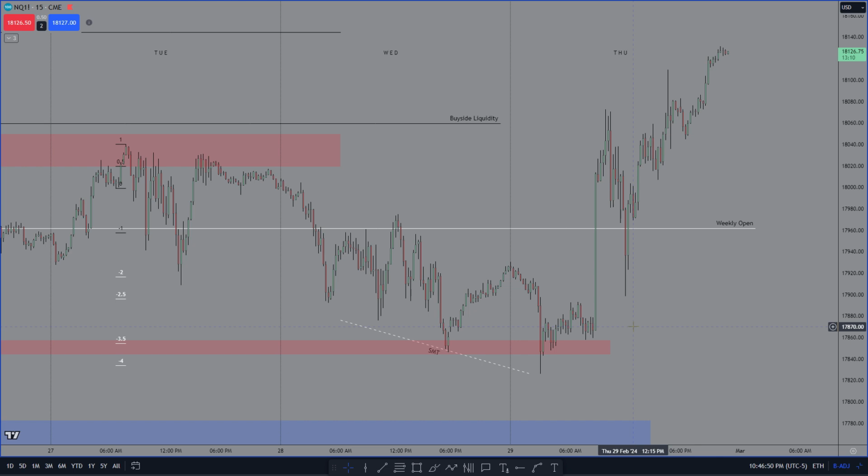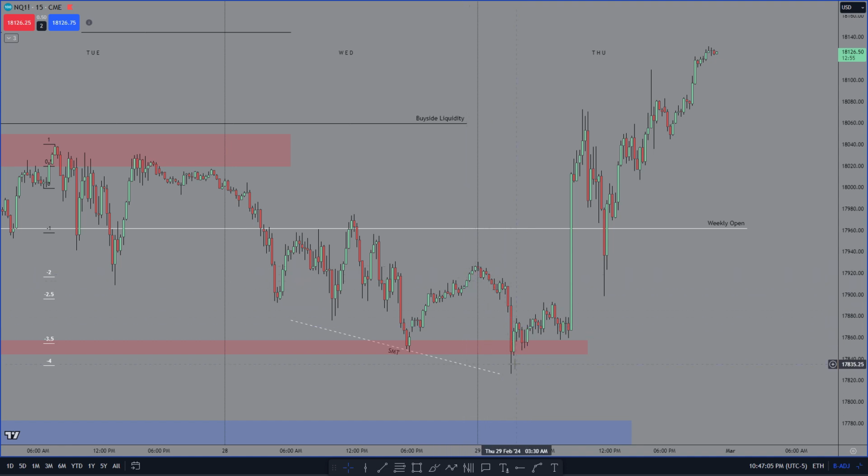When we are going into data, we know data can only do one of 2 things. Data can only be manipulation or distribution. So we saw the manipulation before data came out. We saw this move straight down that took out sell side. We're leaving SMT. We're hitting 4 standard deviations where we're likely to cap the range, which is the weekly range, the low of the week, because all of this stuff is projectable.